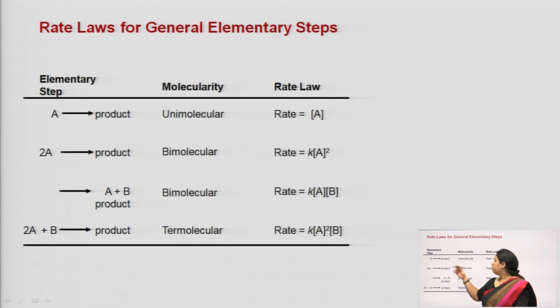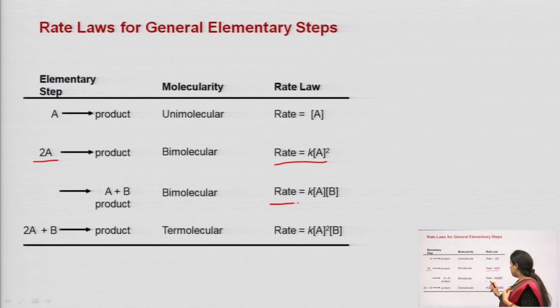If we are producing a product using two molecules, the elementary step will be 2A goes to product, which is bimolecular, and the rate will be expressed as k[A]^2. For A plus B goes to product, the molecularity is also bimolecular, because two different molecules react, and the rate will be expressed as k[A][B].